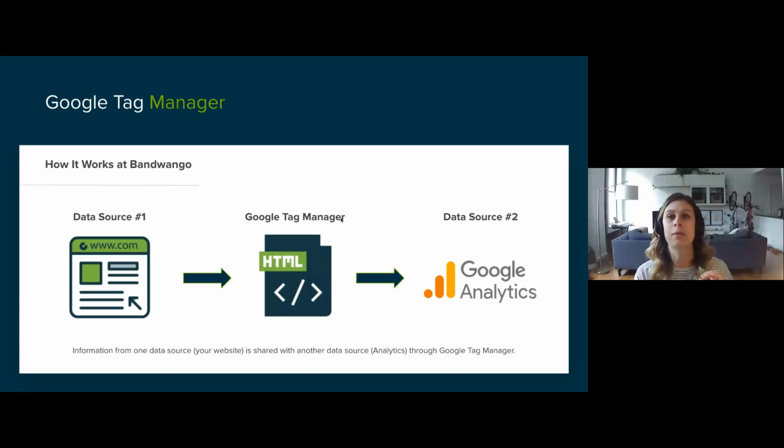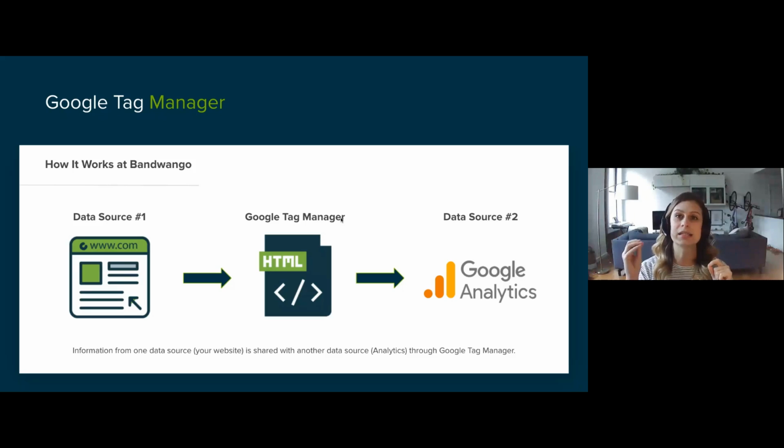Essentially, information from one data source has to be shared through another data source in order to get to Google Analytics. So the way that this commonly works is data source one is your website or your Bandwango subdomain offer page where you're driving that traffic for signups. And then that is communicating with Google Tag Manager, which is saying, hey, on this website, when someone clicks this button, we need to make sure that we're tracking that. And those two systems working together then populate what's happening in Google Analytics.